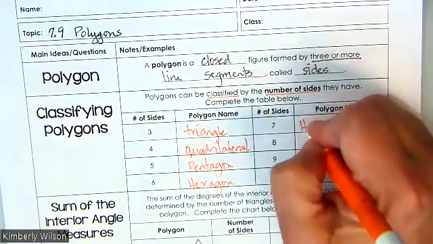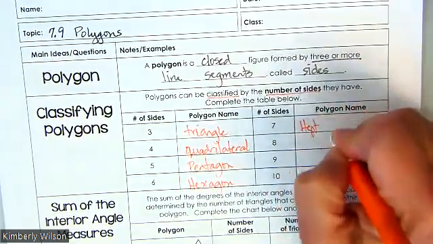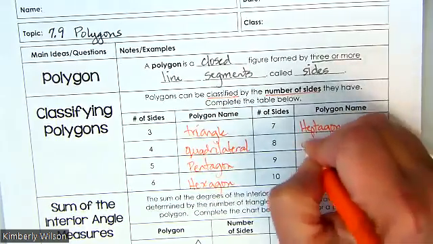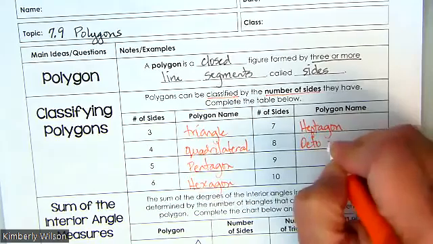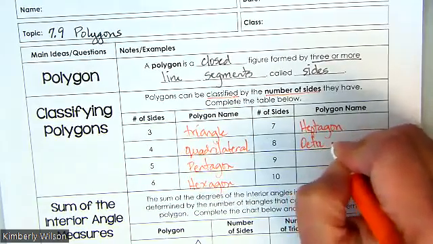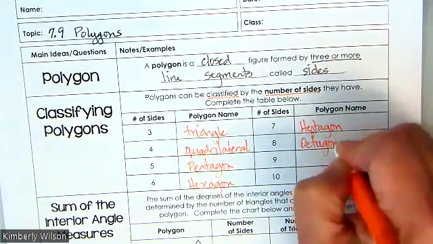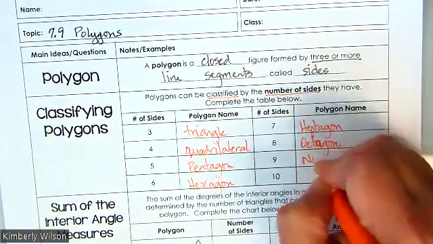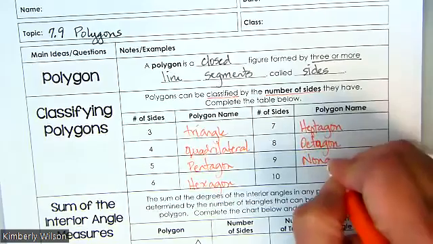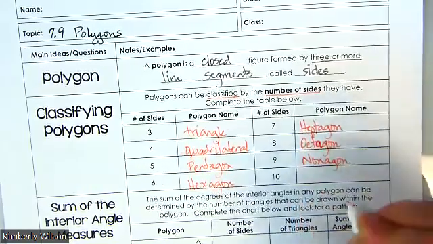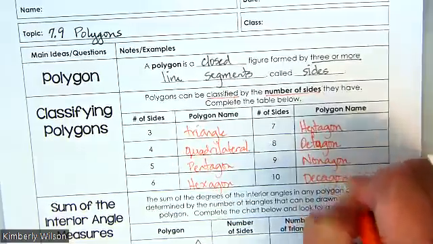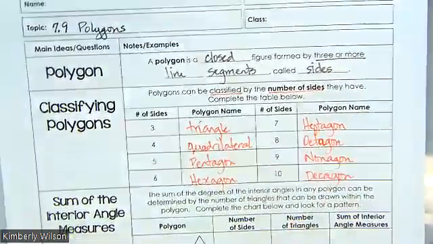7 is heptagon. 8 is octagon, octopus, octagon. Notice everything is ending in gon. 9 is nonagon. And 10 is decagon. Anything more than that is just polygon for right now.